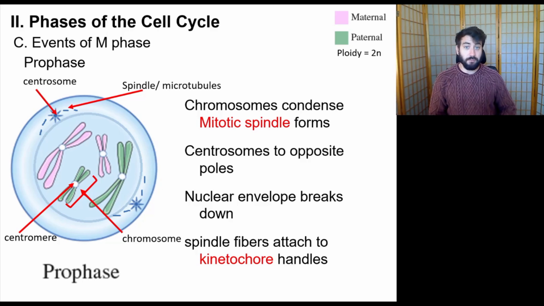Now the nuclear envelope also breaks down at this point, which is good because that would be pretty obnoxious to have to deal with that kind of mega membrane that's hanging around in the middle with all the chromosomes inside, right? Now, finally, those spindle fibers, the kind of cables, they actually attach to the kinetochore handles that grew from the centromeres a couple of stages ago.